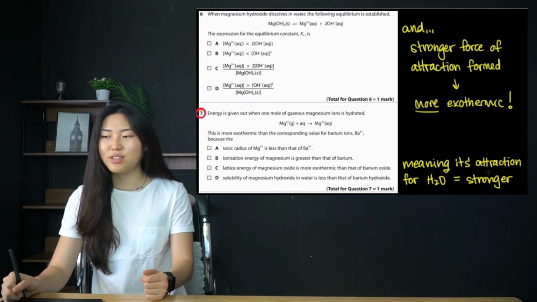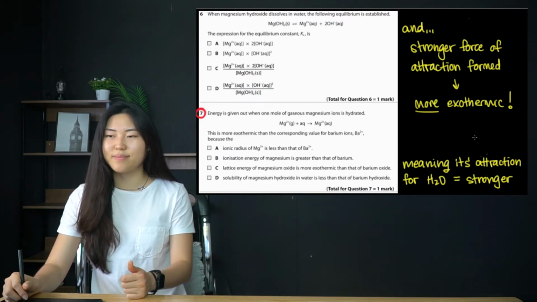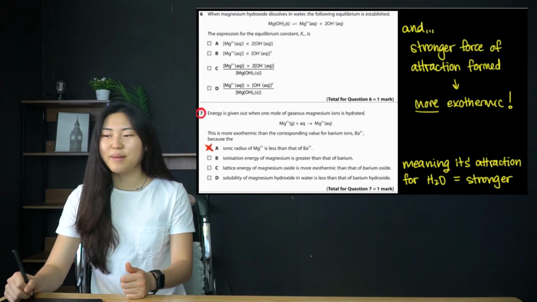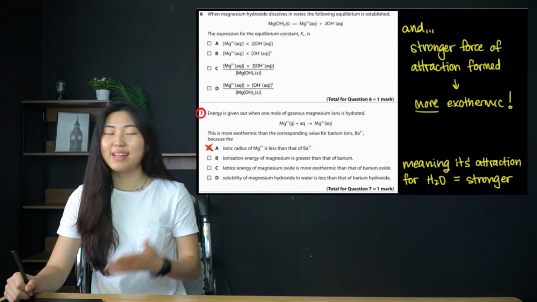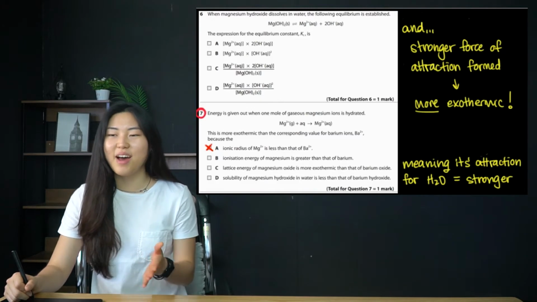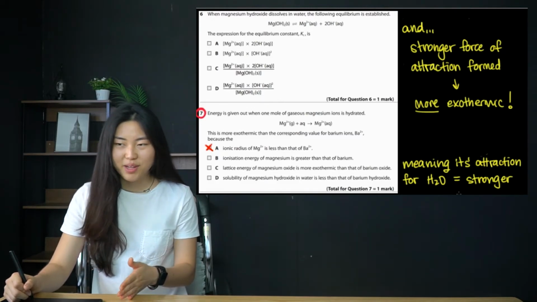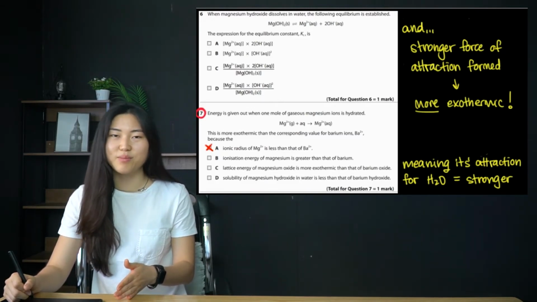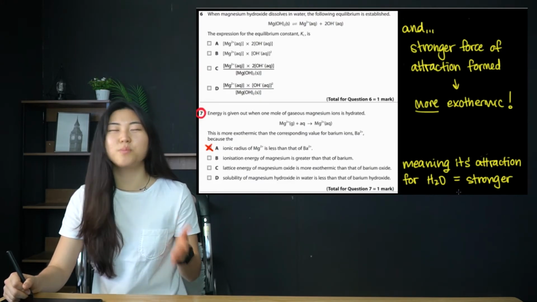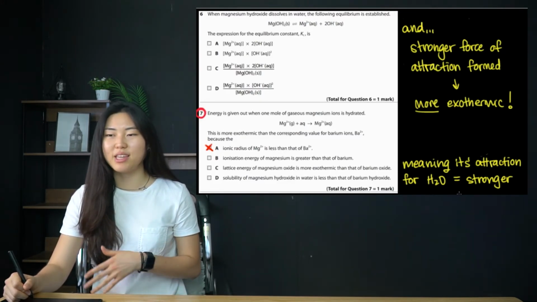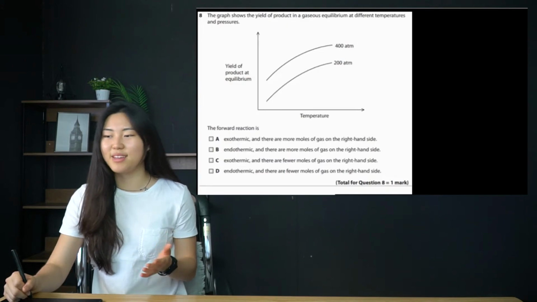So meaning it's going to attract, I just made a mistake there. So the answer is going to be A. The ionic radius of Mg2+ is less than that of Ba2+, because that's responsible for making the whole process exothermic. Okay.